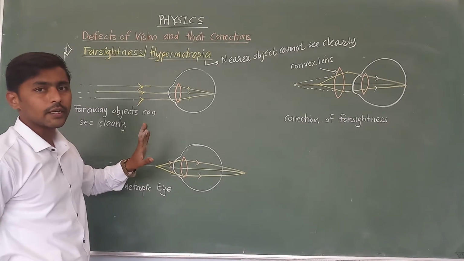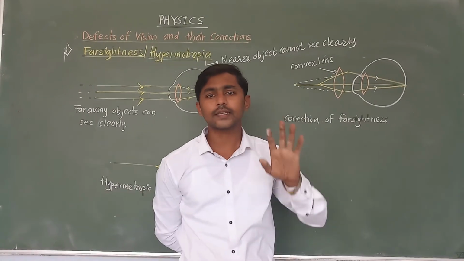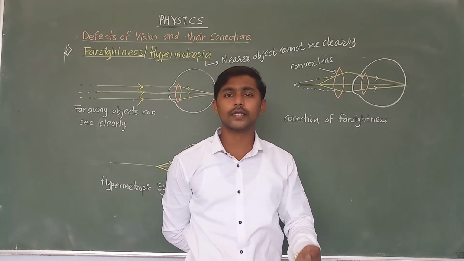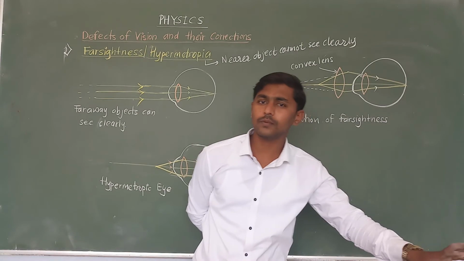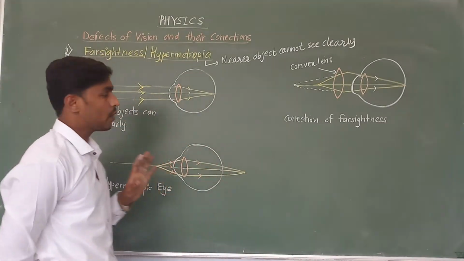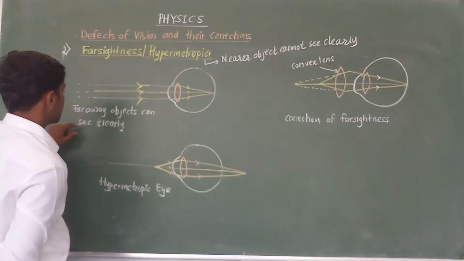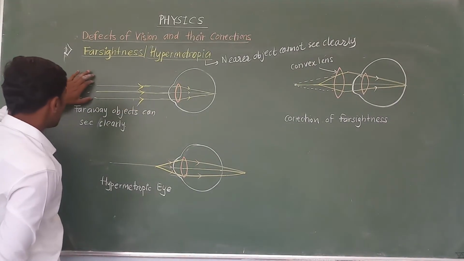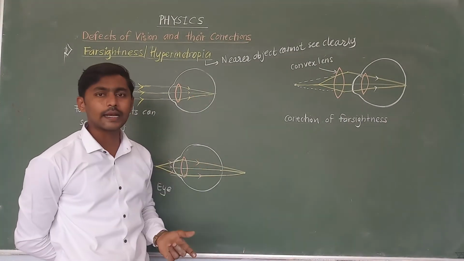I have already told you to go to page number 87 of your textbook. You will get a clear idea of what rays come from the nearer object and what rays come from the far object. You have to complete your homework. A far away object can be seen clearly, meaning whatever rays come from the far object can be seen clearly.